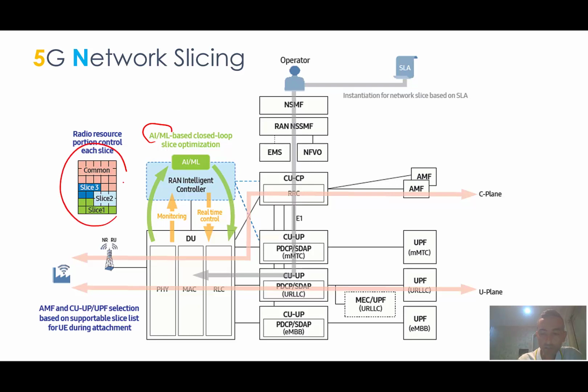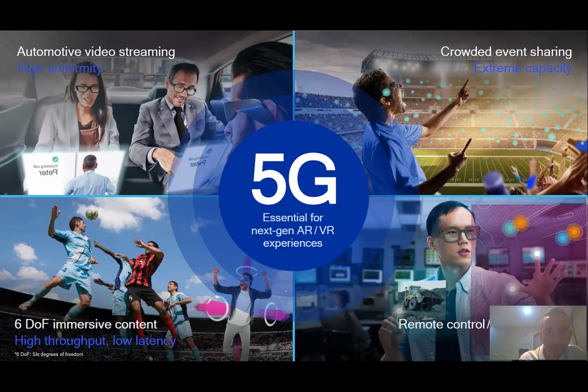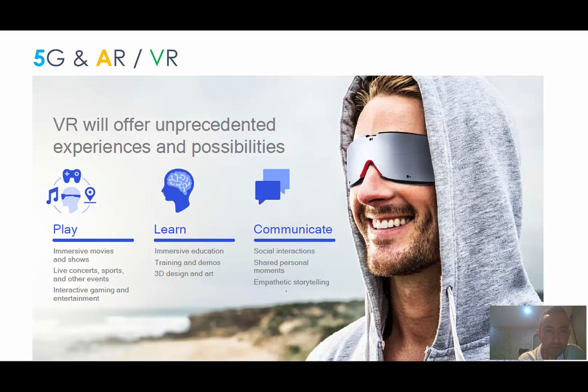As you can see here, 5G in the near future can handle a smart city. Many things can be done and managed by the 5G network, such as water quality measurement, smart wearables, utility management, health, and many other things. Let's introduce some of the interesting 5G use cases.